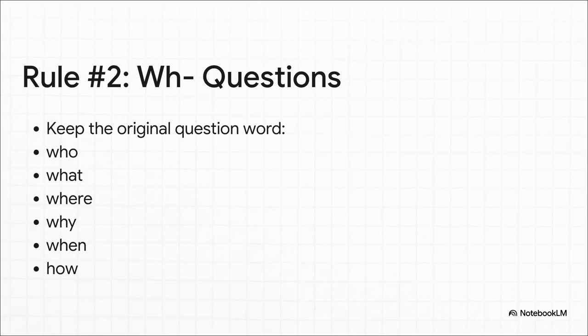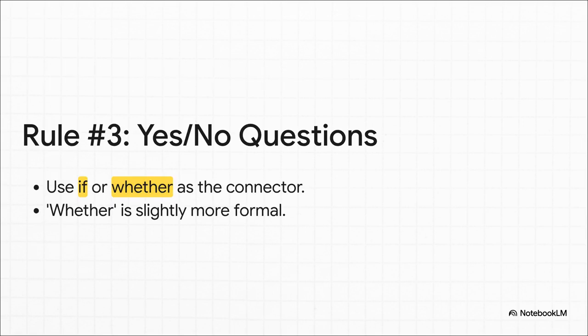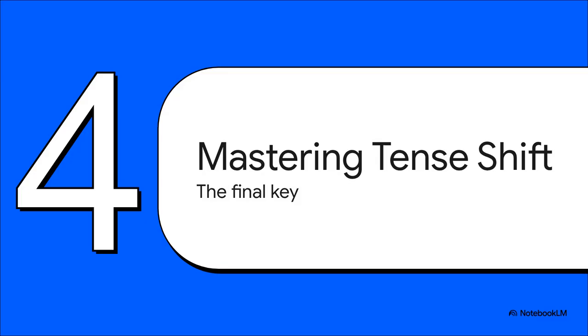Now, rule number 2 is much friendlier, I promise. If the original question starts with one of those W words, who, what, why, how, you just keep it. That same word works perfectly to connect the two parts of your new sentence. Easy, right? And that brings us to rule number 3 for all those yes-no questions. This is where our little signal words, if and whether, come back into play. They do the same job as the W words. They connect everything. And really, you can use them interchangeably most of the time, but whether just sounds a little more formal.